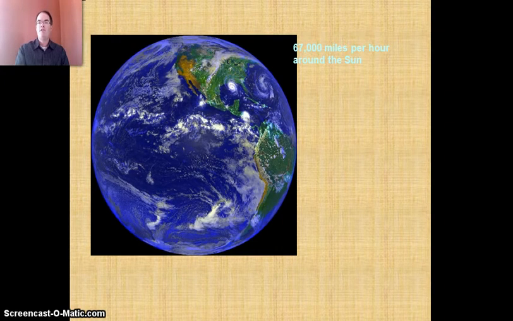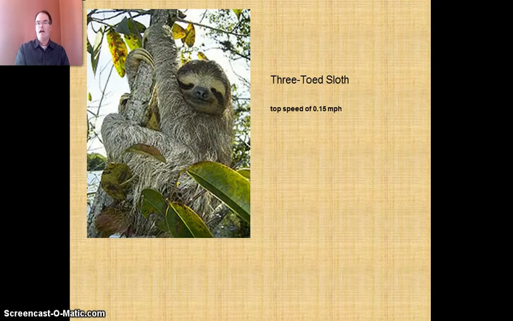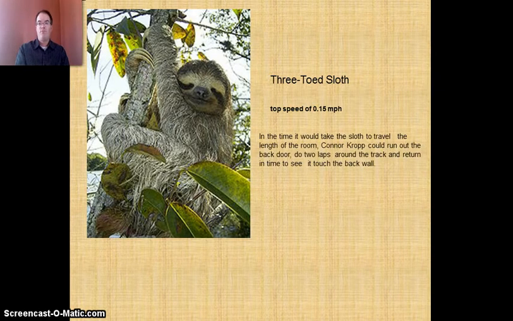Before we move on, let's consider some slow things. I saw some of these when I was in Costa Rica. The 3-toed sloth, top speed of 0.15 miles per hour. If we were in class and we were to have this sloth race against Connor Crop, we would find that Connor could start at the front of the room and run out the back door, go twice around the track, and come back in time to see the 3-toed sloth finally get to the back wall.